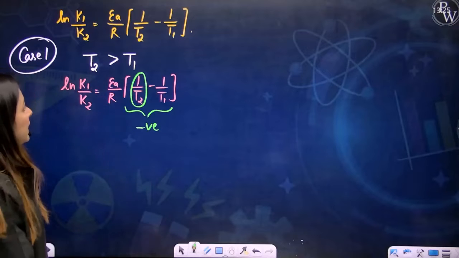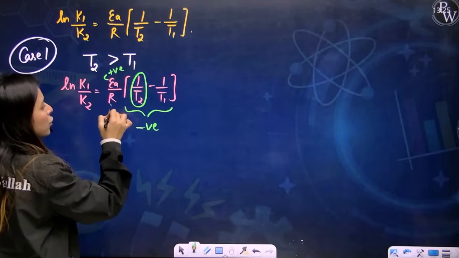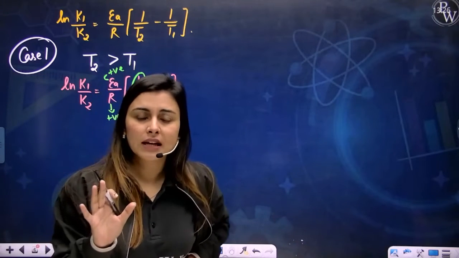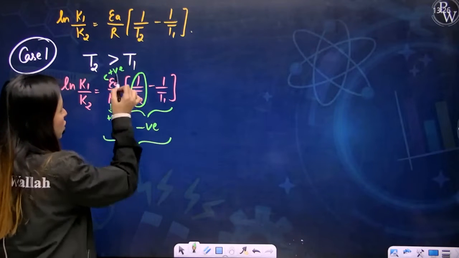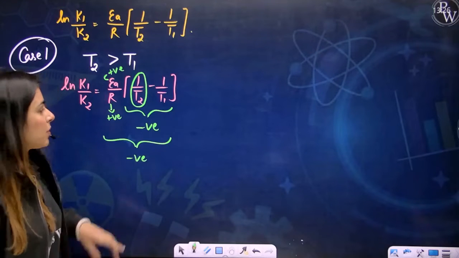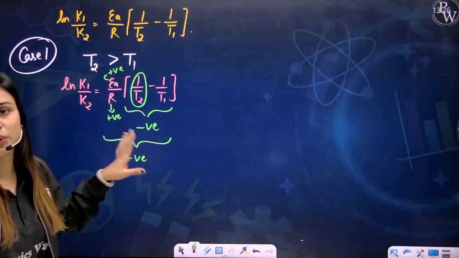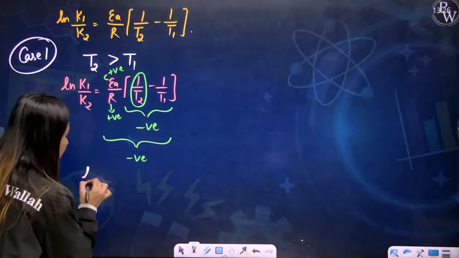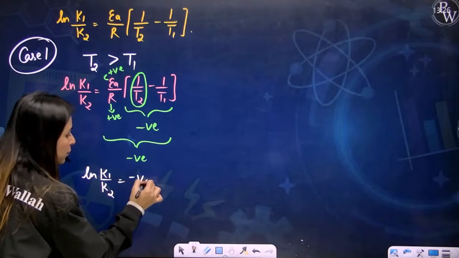Okay. Your activation energy is always a positive value. And your rate constant is also a positive value. It is never a negative value. I hope you're clear with this. Perfect. So can I say that this whole part will always be a negative value? Yes, because this is positive, and anything positive multiplied by a negative value will give you a negative value. So now from here, I can say that ln of K1 by K2 is a negative value.